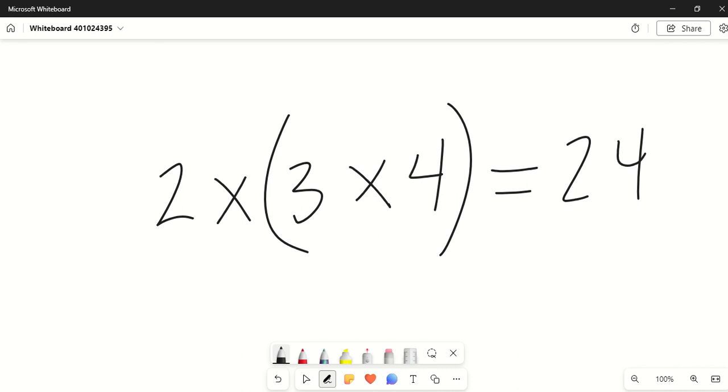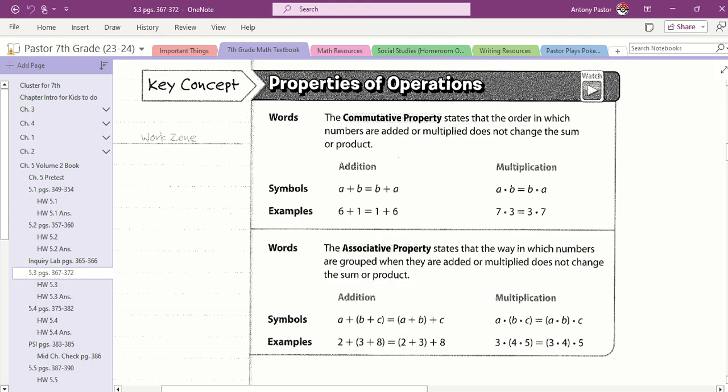So again, the commutative property deals with the order in which we add or multiply does not matter. The associative property is building off of the commutative property, but it is also grouping 2 out of the 3 concepts or terms. And so therefore, the order in which we group those terms when it comes to adding and multiplying does not matter. And that would be the associative property.